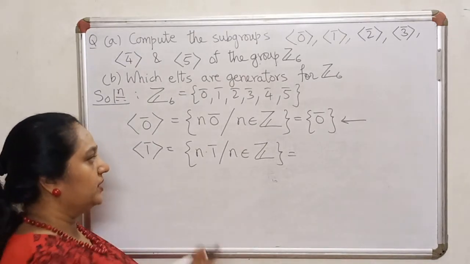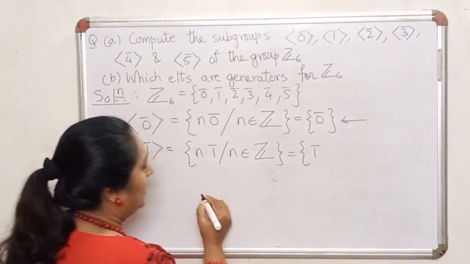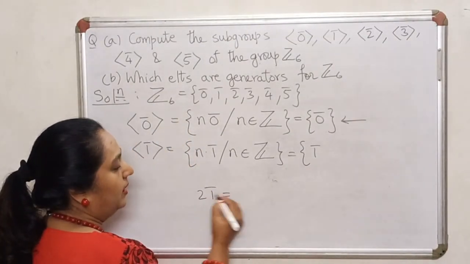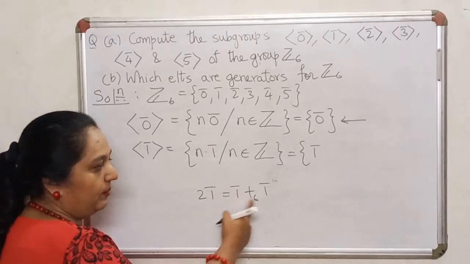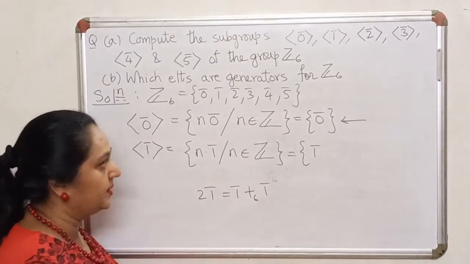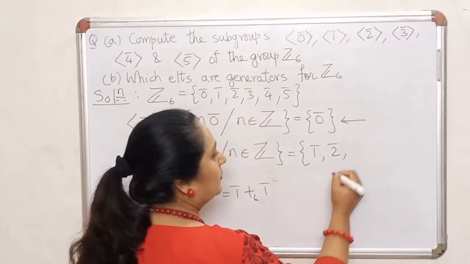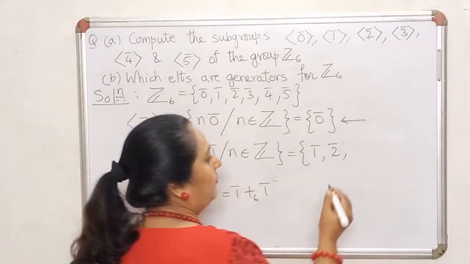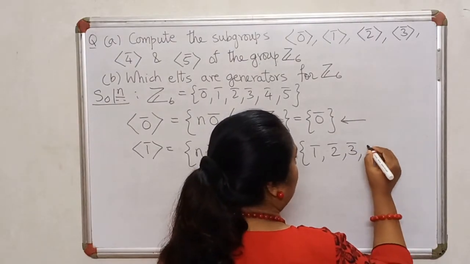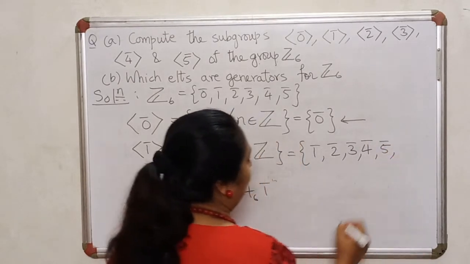So if I, for instance, take 1 times 1 bar, 1 times 1 bar is 1 bar. What about 2 times 1 bar? By 2 times 1 bar, I mean 1 bar plus 1 bar, 1 bar added to itself twice. So this will give me 2 bar. You can try and complete it. 3 times 1 bar will give me the element 3 bar. 4 times 1 bar will give me 4 bar. 5 times 1 bar will give me 5 bar.